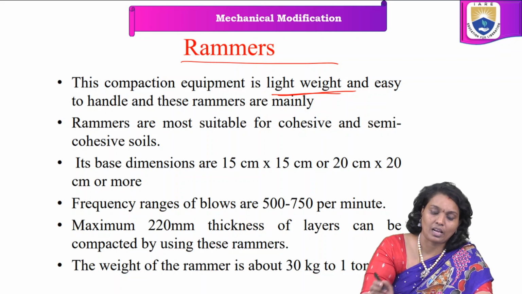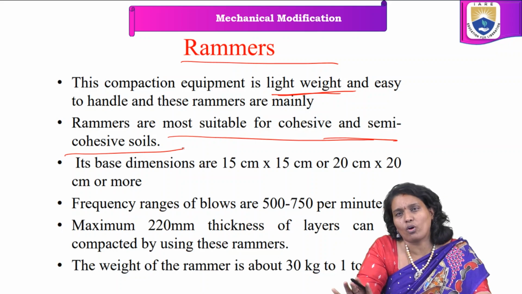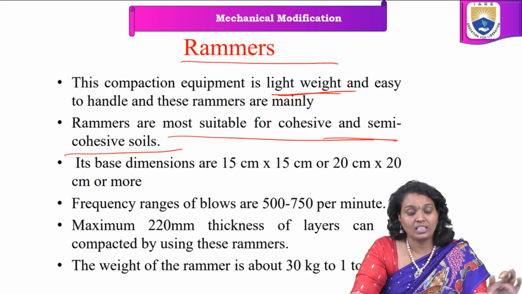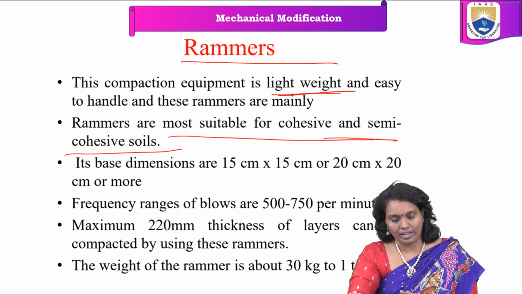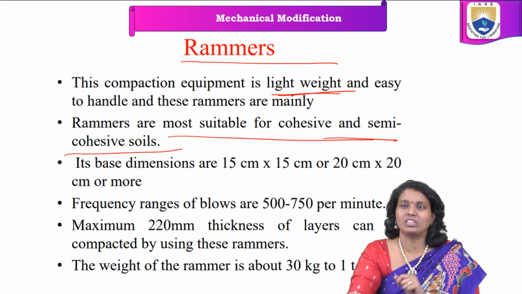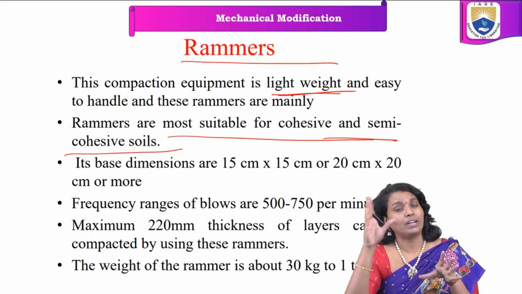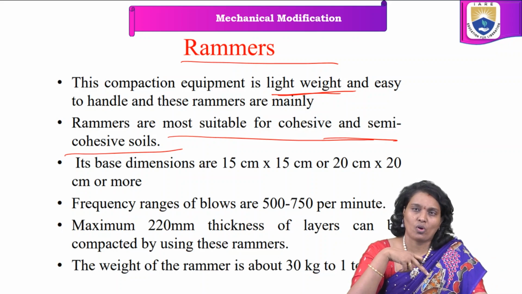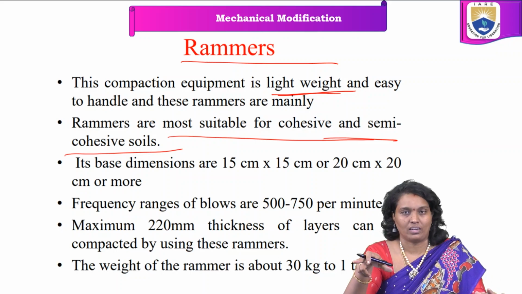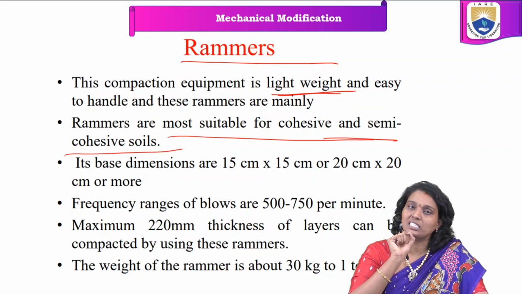These rammers are most suitable for cohesive and semi-cohesive soils. This is not at all for non-cohesive soils. This is also part of the choice of methods, which we already discussed in the last slide. So whatever method we choose, based on the type of soil, the rammer may seem suitable in all aspects, but if the soil type is non-cohesive, then it is not suggested. So we have to understand this at the time of making the choice, and take care of each and every parameter.